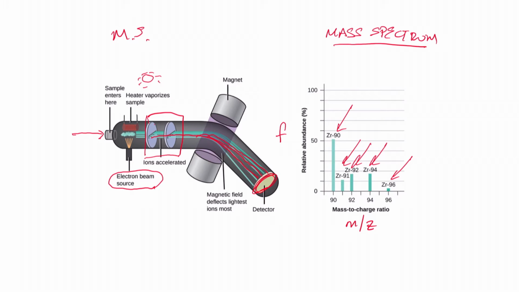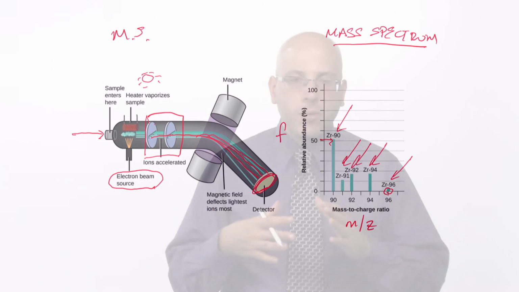Each of them has a different abundance, which is related to how many ions got detected at the end. So the most abundant one, for example, zirconium 90, right, a little bit more than half of all of the zirconium is zirconium 90. And the least abundant one looks like it's zirconium 96, probably less than 10%, maybe 5% or so of it is that. And so this is how scientists determine the relative abundances of all of these different isotopes using a mass spectrometer.